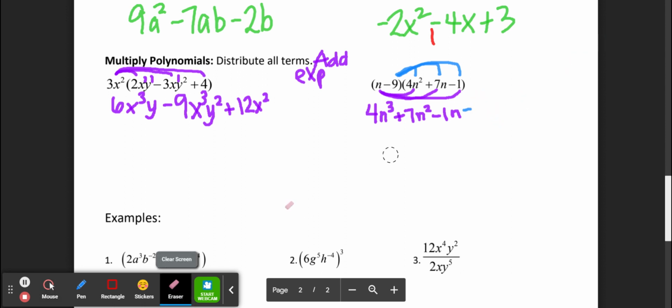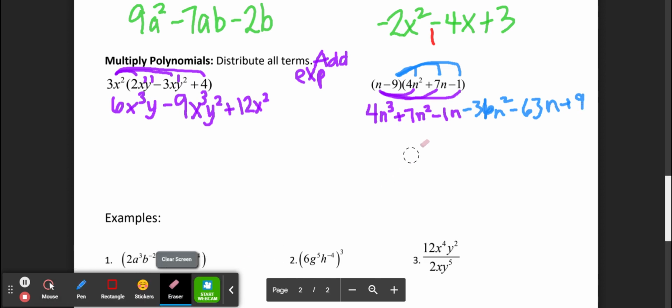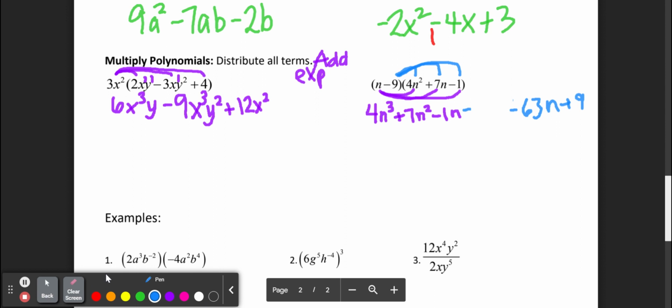9 times 4 is 36. So let me put a 36 and n squared. That's a 6. It's a horrible 6. I'll fix it in a minute. Minus 63n, and then plus 9. All right, I'm trying to write 36 n squared again. 36 n squared. Kind of better, maybe not.